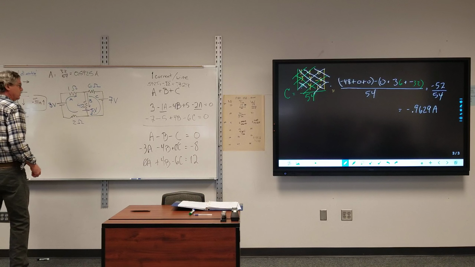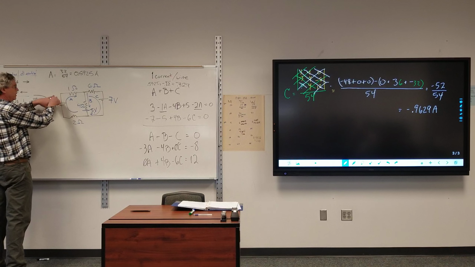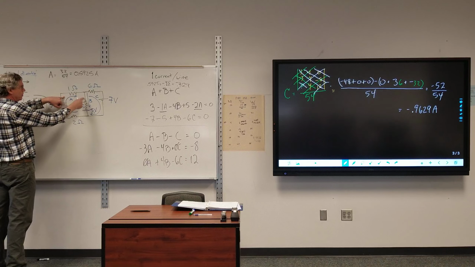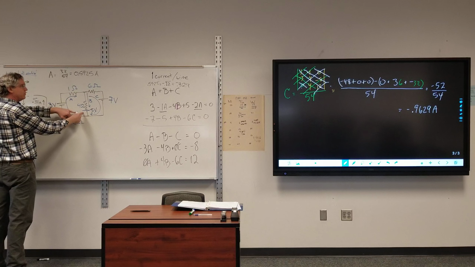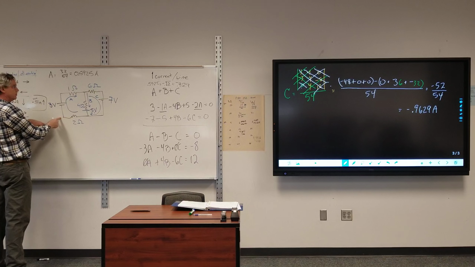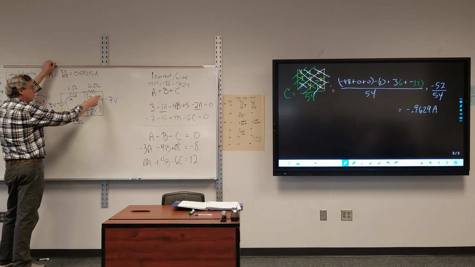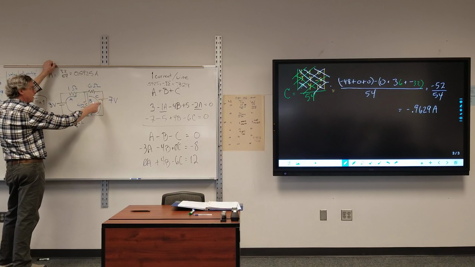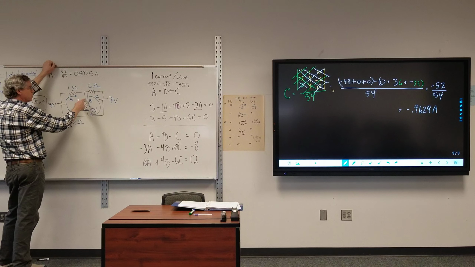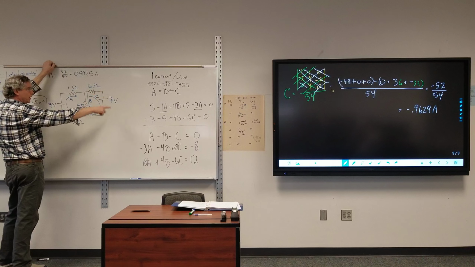I did the right loop, so I have 3 minus A minus 4B plus 5 minus 2A. And then I did the right loop going in the direction of current, so I have -7 minus 5 plus 4B, because I'm going against current, minus 6C equals 0. So the equations look fine.